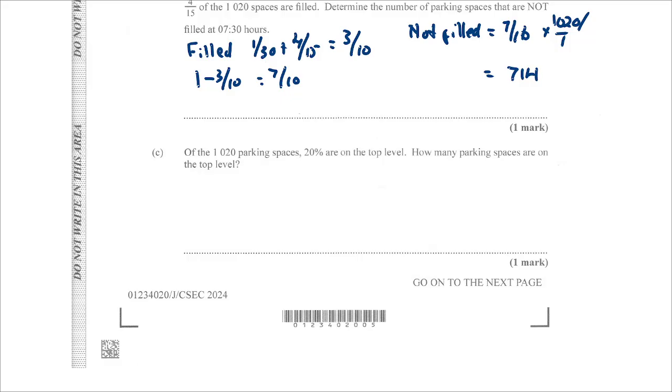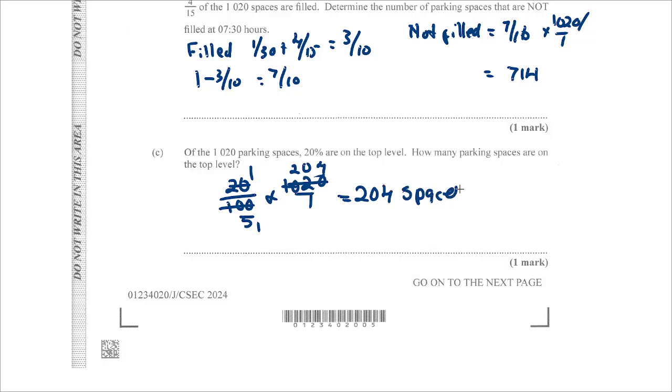Of the 1,020 parking spaces, 20% are on the top level. How many parking spaces on the top level? This is 1 mark. 20% of that, that's basically what they're asking you. 20% is 20 over 100 multiplied by 1020 over 1. That's 204. So the answer would be 204 parking spaces on the top level.